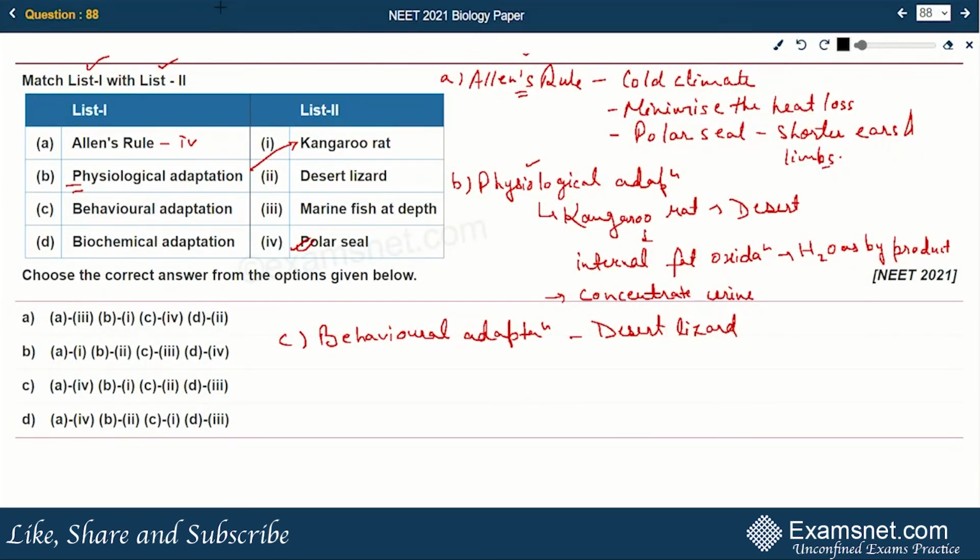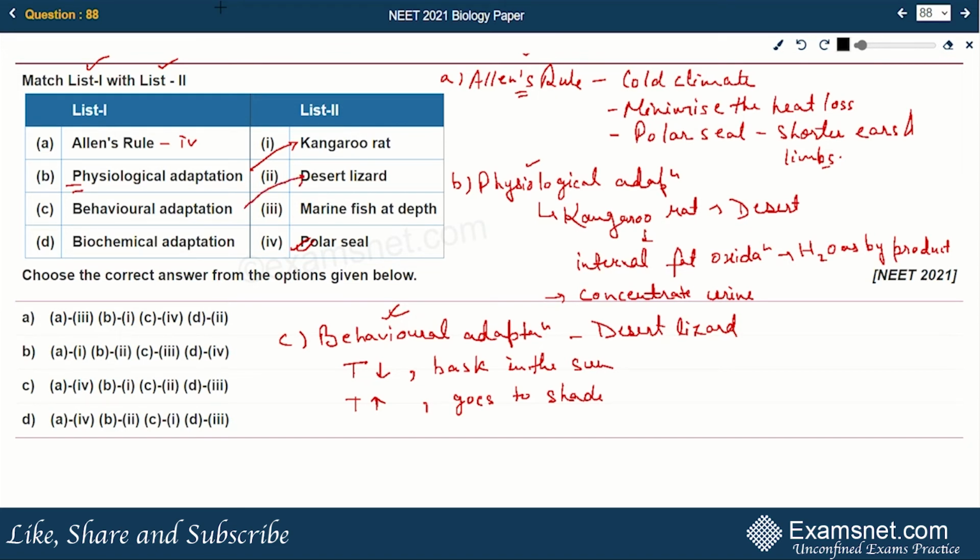What does desert lizard do? What happens when the temperature decreases? It basks in the sun, to increase the temperature and absorb the heat. And when the temperature increases, what does it do? It goes to shade. So this way it maintains a constant body temperature behaviorally. So the correct match for C will be number 2.